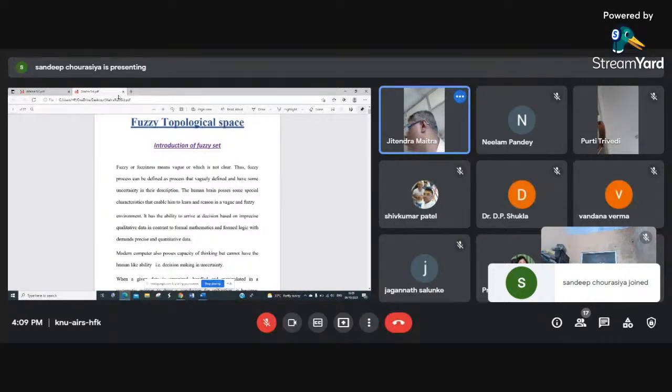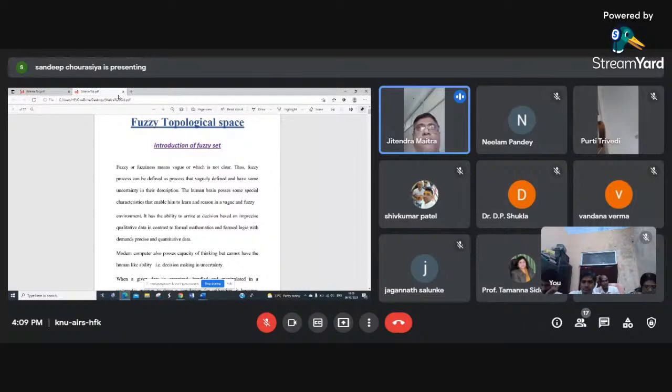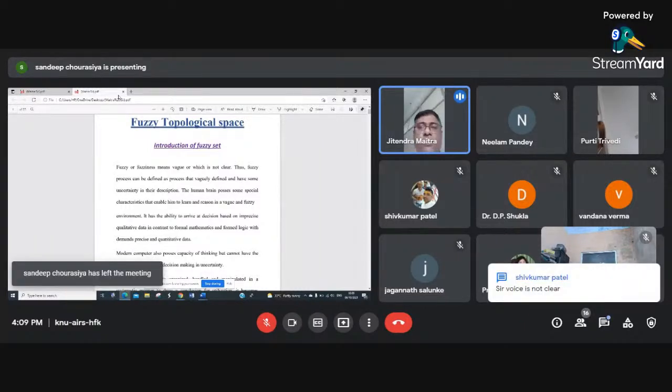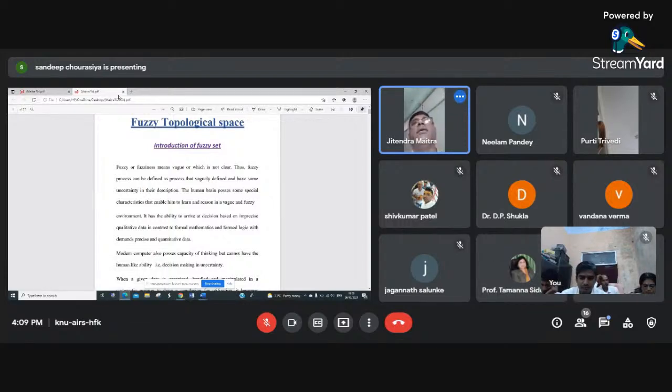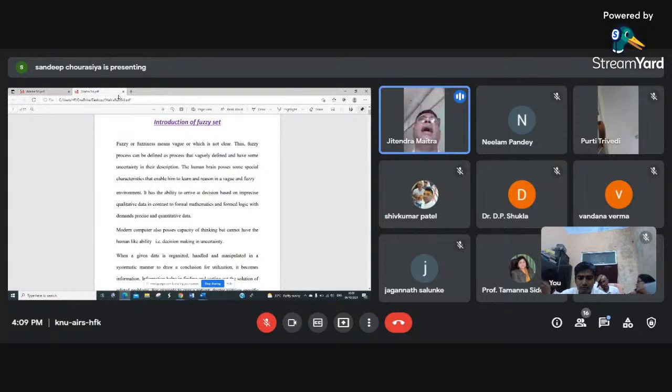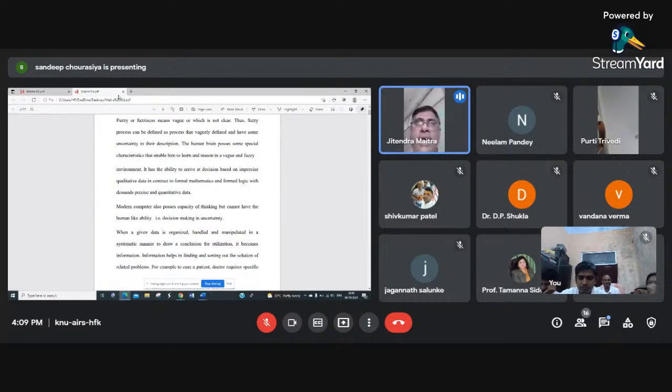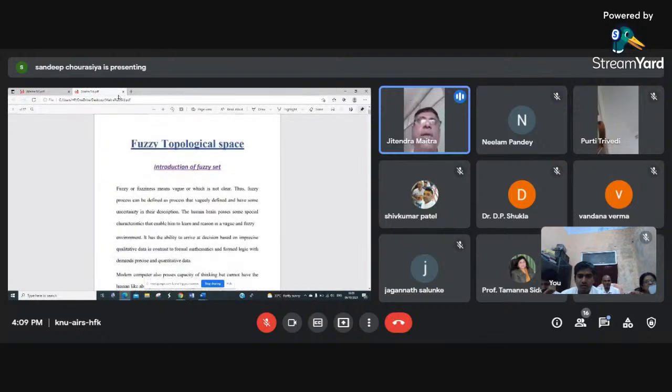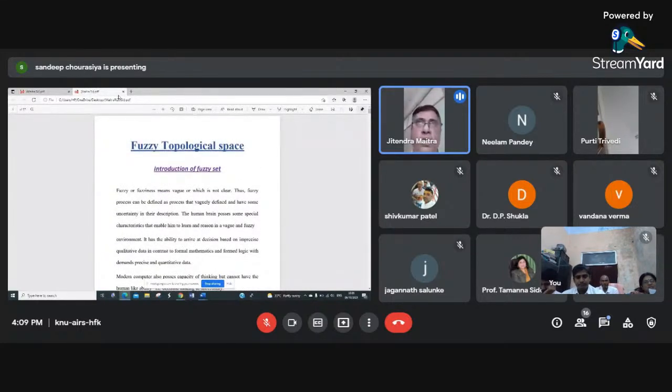Actually, first I want to give some introduction about fuzzy sets. Fuzzy or fuzziness means that some concepts are not clear, as opposed to abstract sets, which we call crisp sets. In those, suppose any set is given to us and somebody asks whether this is an element of the set or not. Our answer is yes or no.